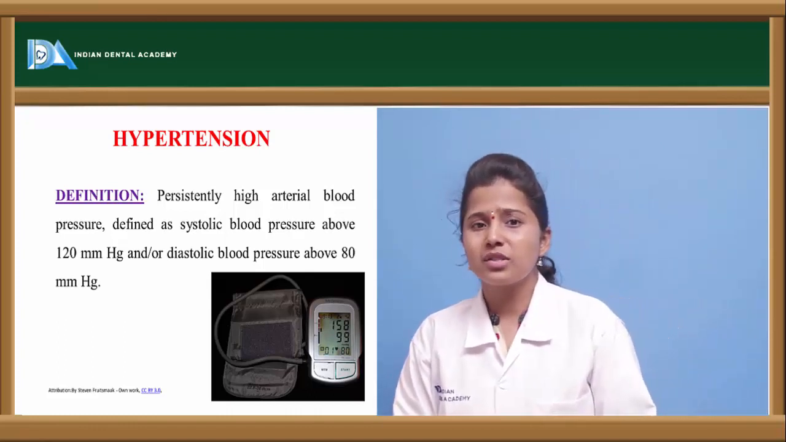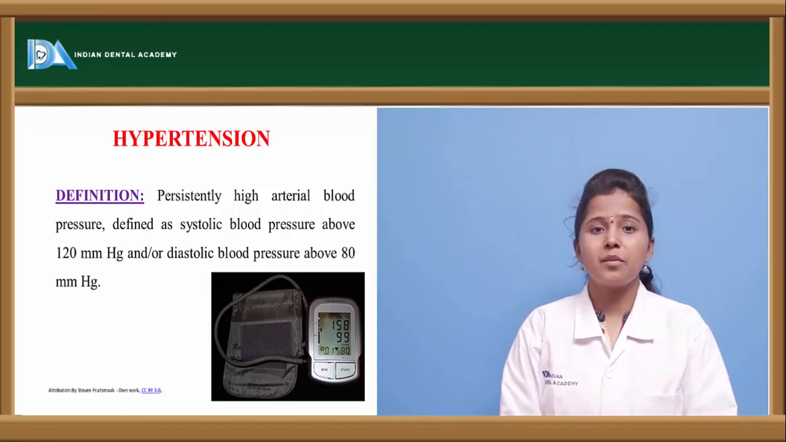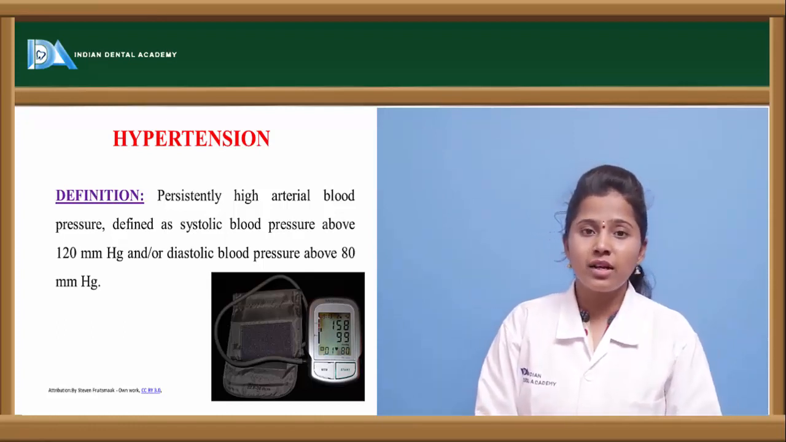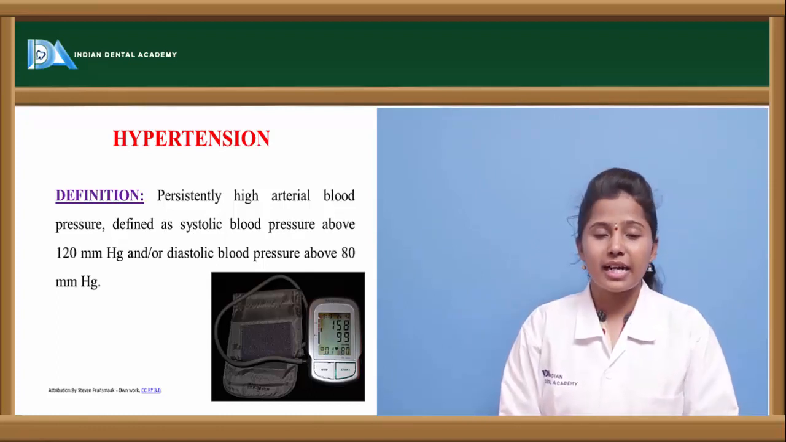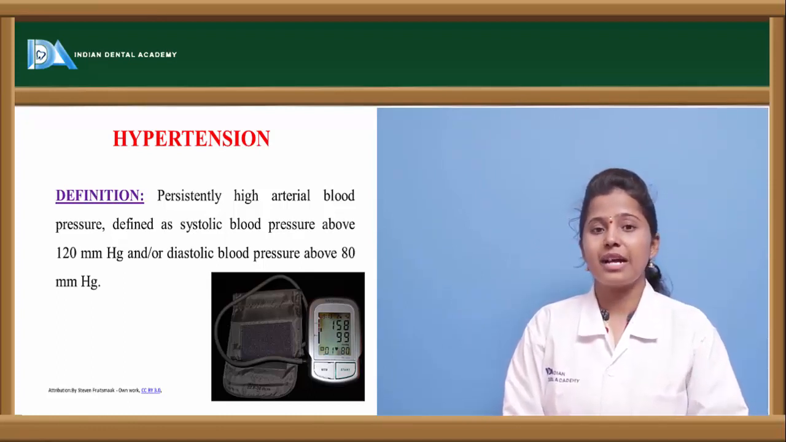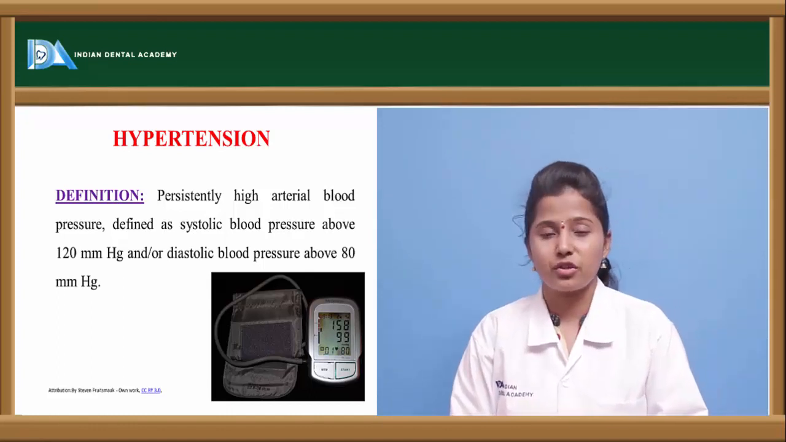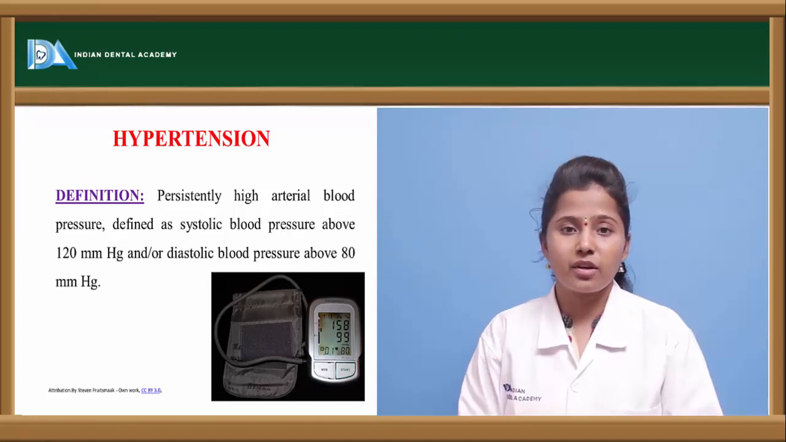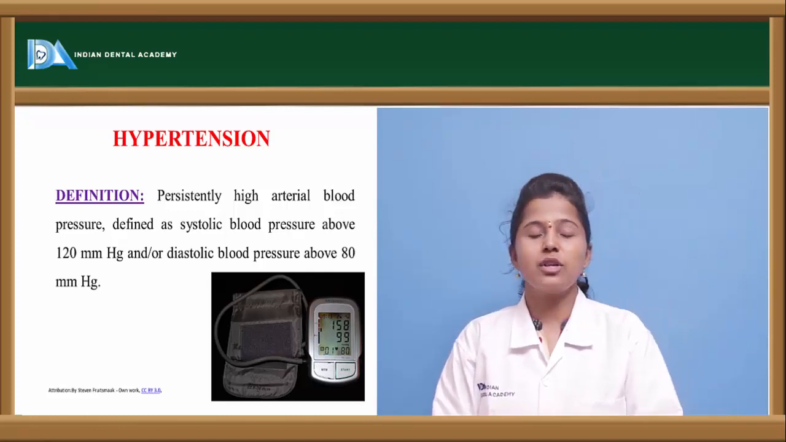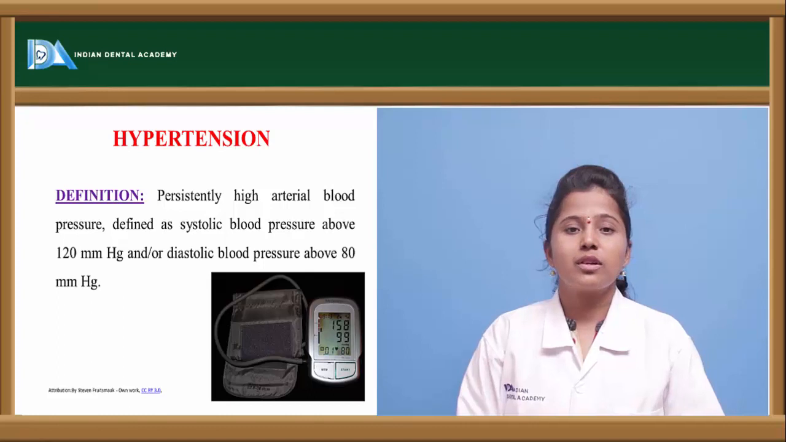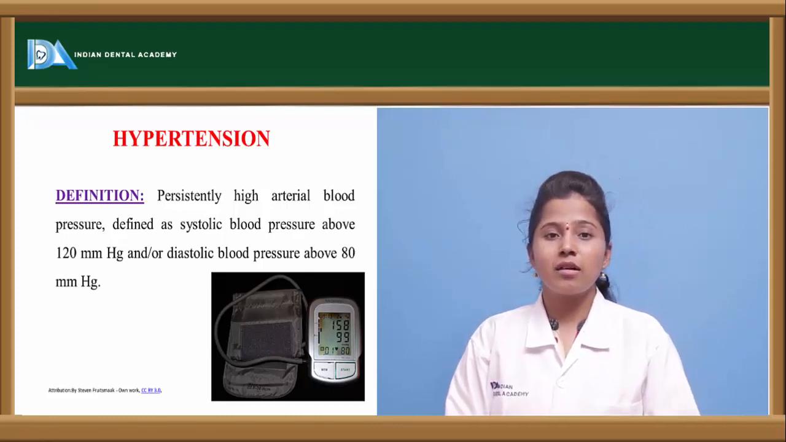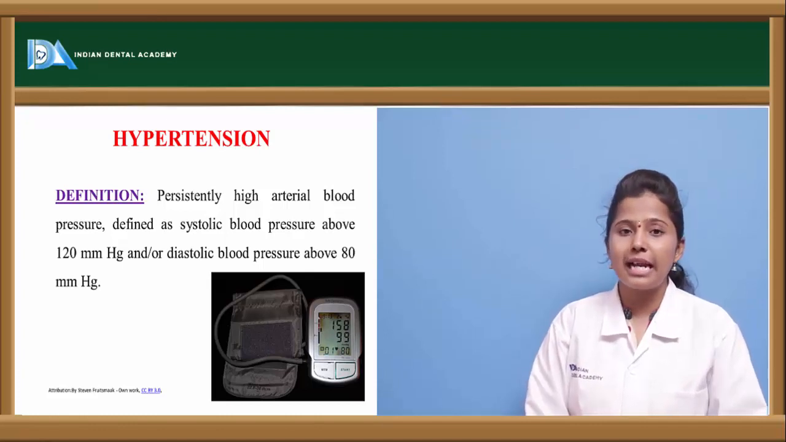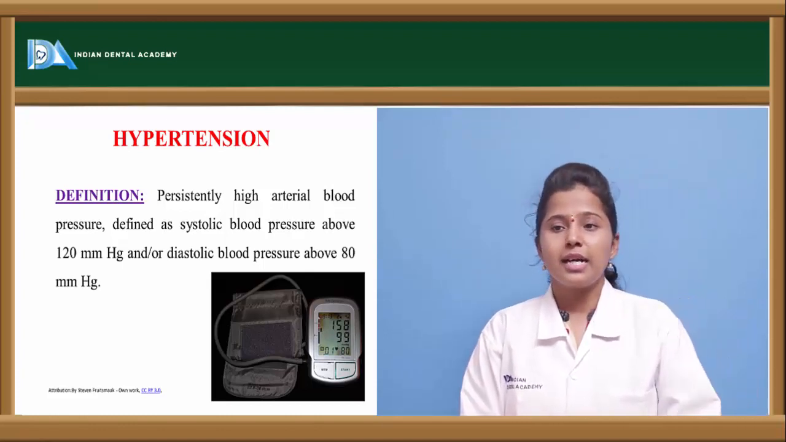Let us see what systolic blood pressure is exactly. 120 mm of Hg we refer to as systolic blood pressure. That is the pressure exerted by the ventricles when they contract. The pressure with which the blood is exerted because of contraction of ventricles is called systolic blood pressure, and diastolic blood pressure refers to the pressure exerted by the heart when the auricles, that is atria, and ventricles both relax. Then that condition is called diastolic blood pressure.